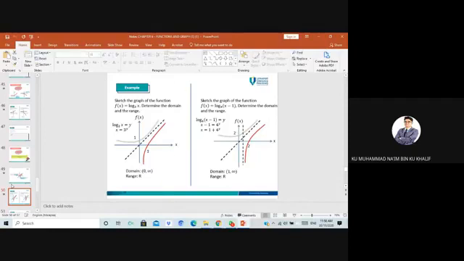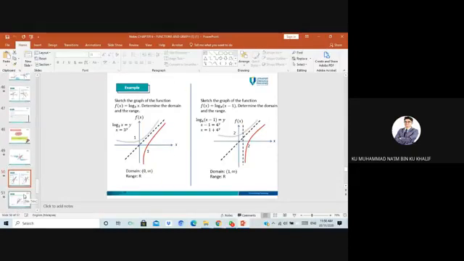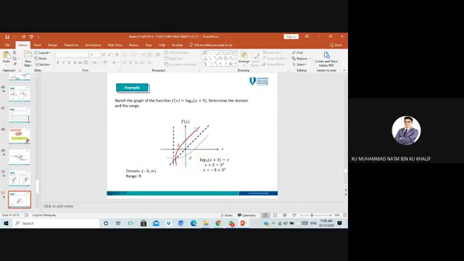Okay. Ini kita tak buat exercise lah. Okay, alright. For the last one, log of x plus 3 base 3. So tengok ini function dia.